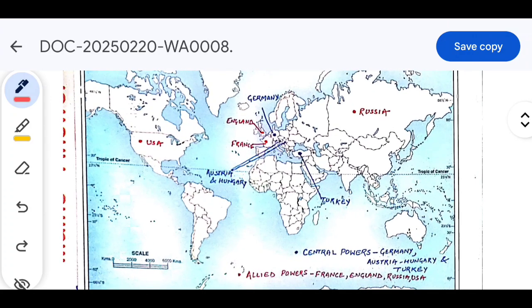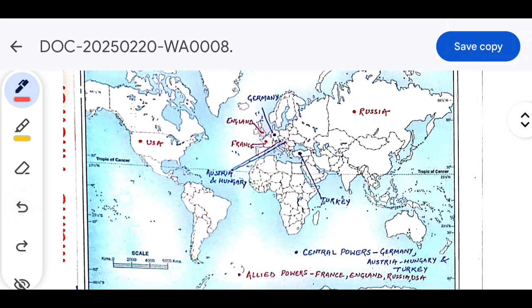So as you can see the blue color, they are Germany, then Austria-Hungary, and then Turkey. Blue dot. See, this is blue dot. These are blue dots for Austria-Hungary, and this is for Germany. So I hope you understood these places.